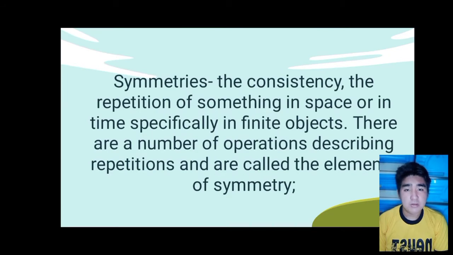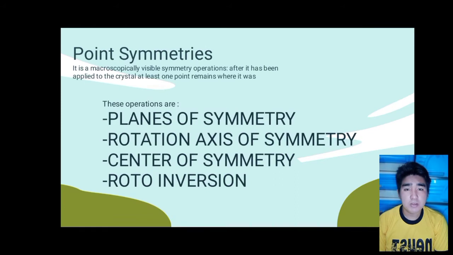Symmetry is the consistency, the repetition of something in space or in time, especially infinite objects. There are a number of operations describing repetition, and they are called elements of symmetry. A point of symmetry is a macroscopically visible symmetry operation. After it has been applied to a crystal, at least one point remains where it was. There are planes of symmetry, rotation axes of symmetry, center of symmetry, and roto-inversion.